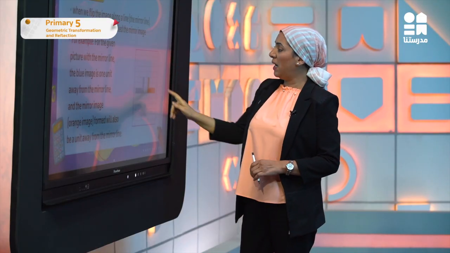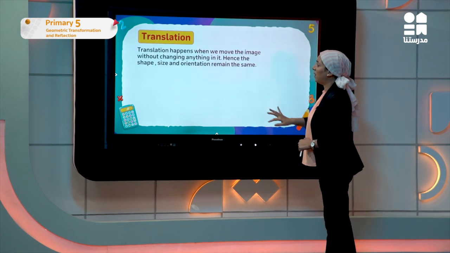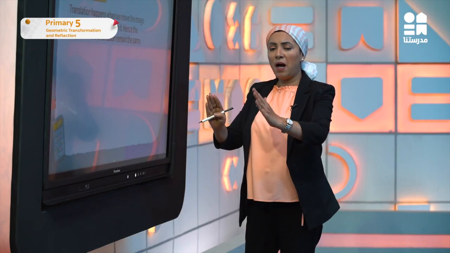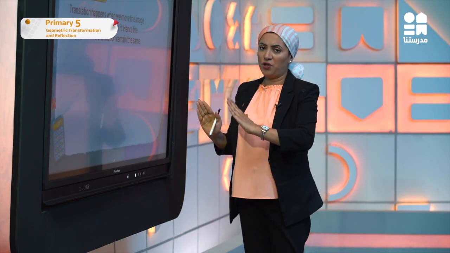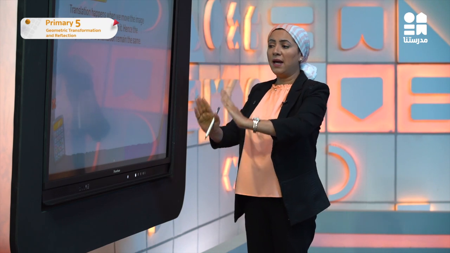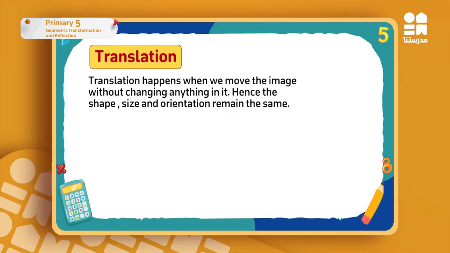Okay, so now let's move to the other one, the translation. In translation, I move the figure exactly as it is, not a reflection. Everything is in the same direction; I move it some units but it still keeps its shape. So translation happens when we move the image without changing anything in it. Hence the shape, size and orientation remain the same.